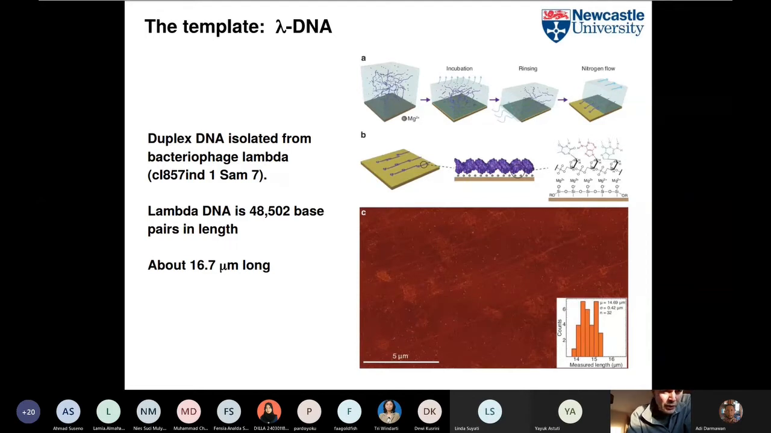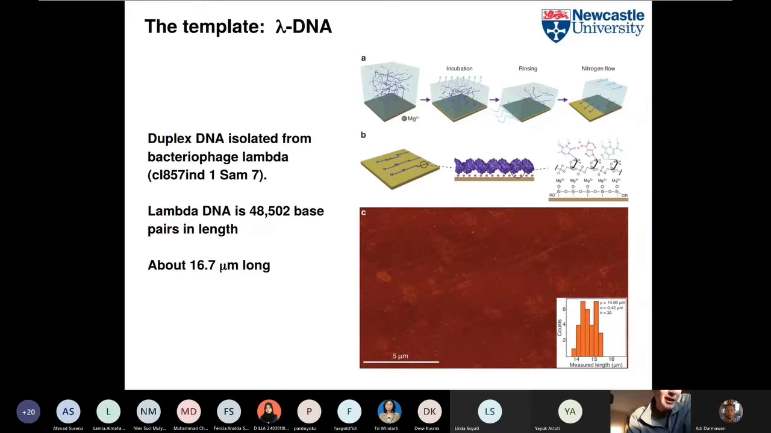So all of our work, or almost all of our work, is done with Lambda DNA. I don't know how well the AFM image at the bottom right of this figure shows up, but if you look carefully, you can see white lines of material going from the bottom left to the top right corner of that image. Those are single molecules of DNA.